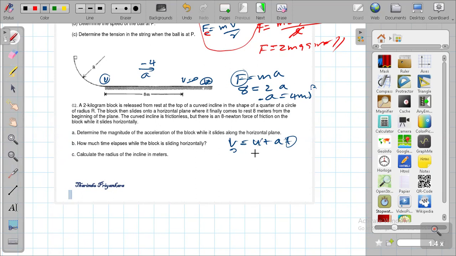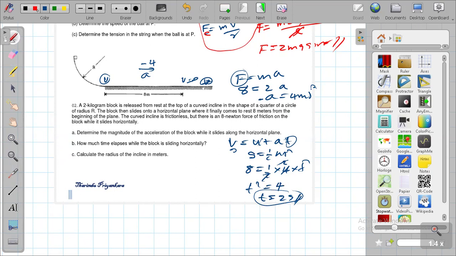So we can use this one: S equals UT plus half AT square. S is equal to 8 meter. Half into A is like 4, times T to the power 2. T square is going to be equal to 4. T is just 2 seconds.